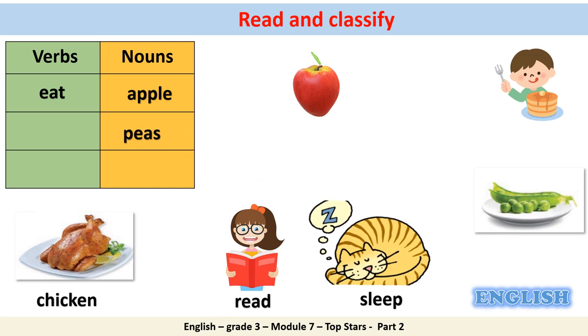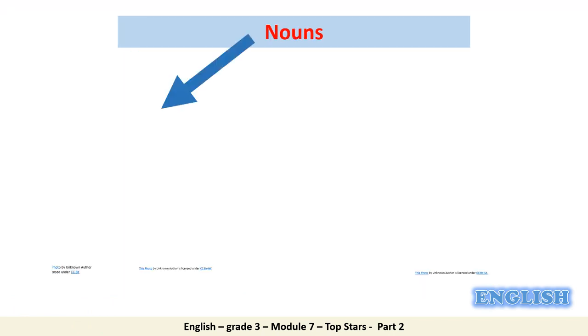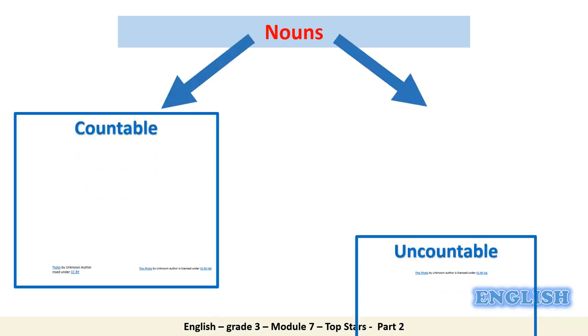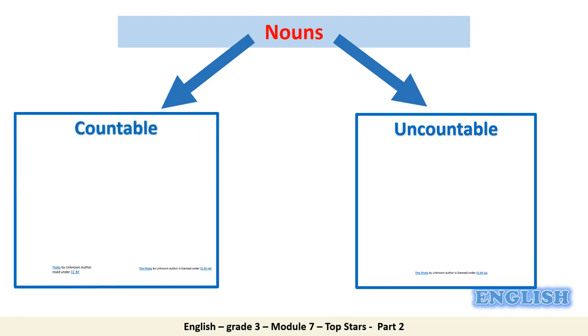Picture number 4. The cat is sleeping. Sleep is a verb. Picture number 5. She is reading. Read is a verb. And the last picture is chicken. Chicken is a noun. Today we will focus on nouns. Nouns are divided into countable and uncountable nouns. For the countable nouns, I have an example for you.